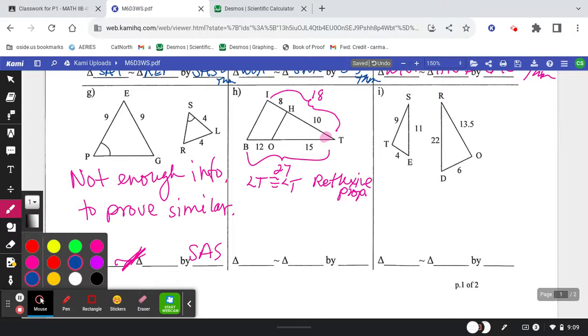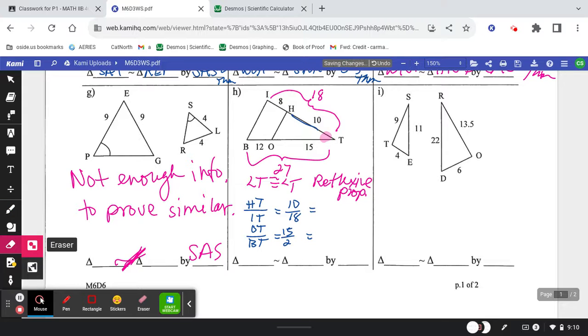All right, so we're going to say small is to big. So I'm going to say HT is to IT, or 10 over 18. And then I'm going to say OT is to BT, or 15 over 27. So we need to reduce these and see if they are in fact equal, because I can't tell when they're like this. So what goes in? 2 goes into 10 5 times. 2 goes into 18 9 times. 3 goes into 15 5 times. And 3 goes into 27. Oh, look at that.